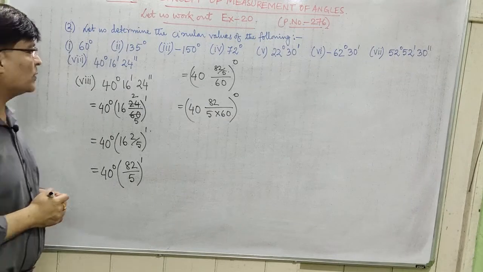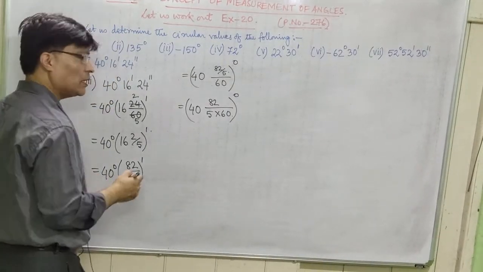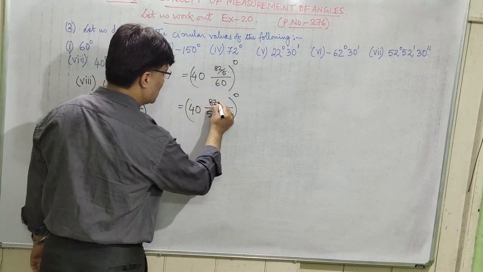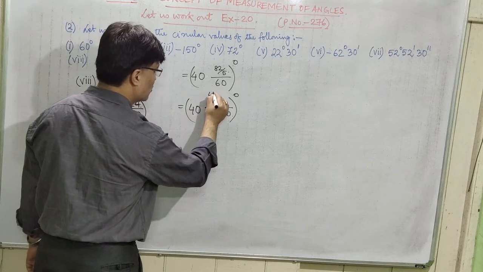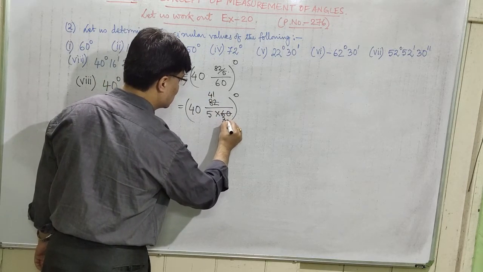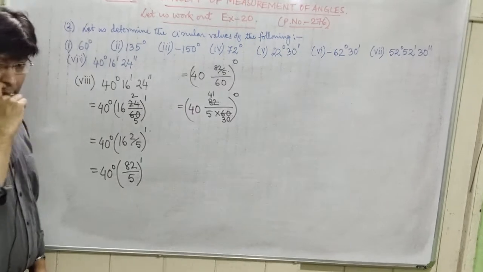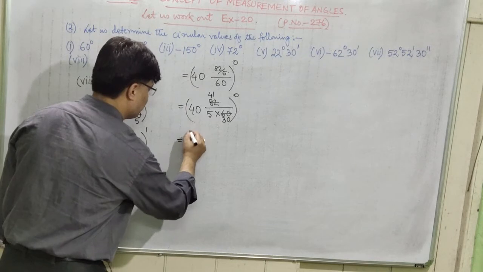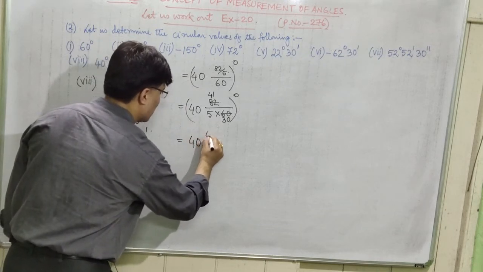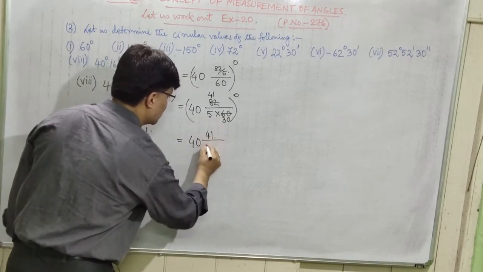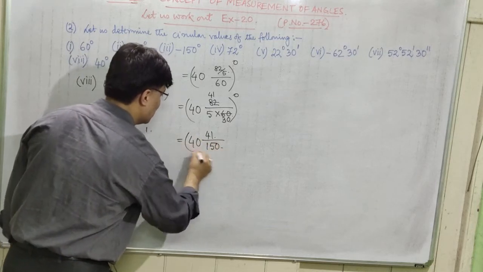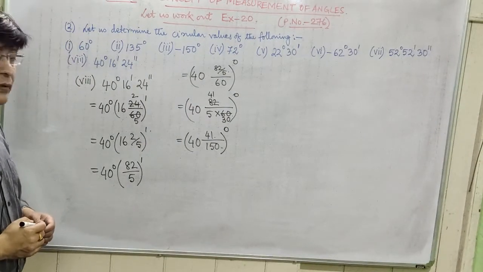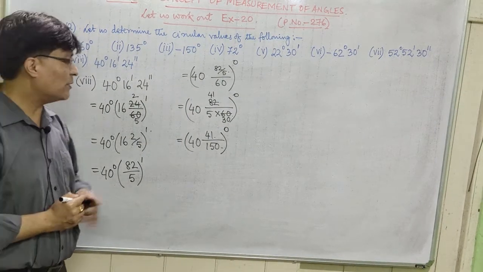So now you can cancel here, 60 and 82, it can be cancelled by 2 first. This is 2 4s are 8, 2 1s are 2, this is 2 3s are 6, 2 0s are 0, 30. So now you cannot cancel out here, so which is equal to, now this is 40, 41 divided by 150, now it has been converted into degrees. So I think you have understood it. So we are simplifying it.